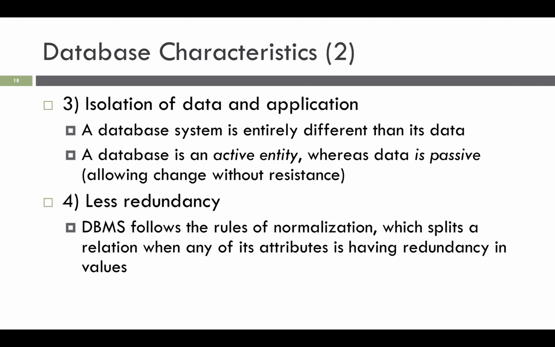A DBMS is entirely different from its data. It's isolated. A database is an active entity where the data is passive. A DBMS also stores metadata, which is data about data, to ease its own processes. A DBMS follows the rules of normalization, which helps to reduce redundancy.